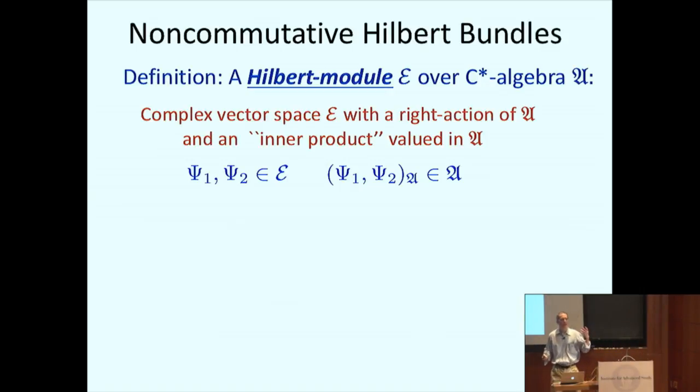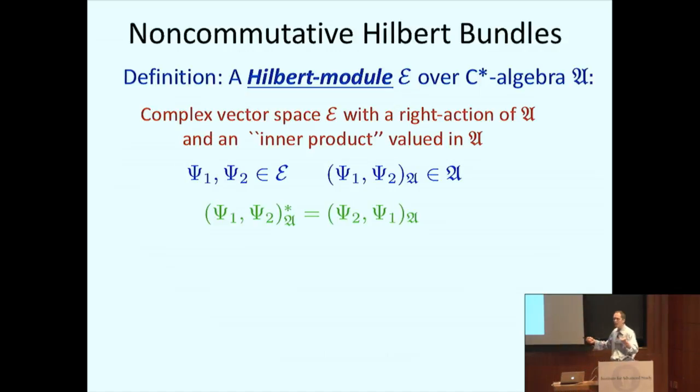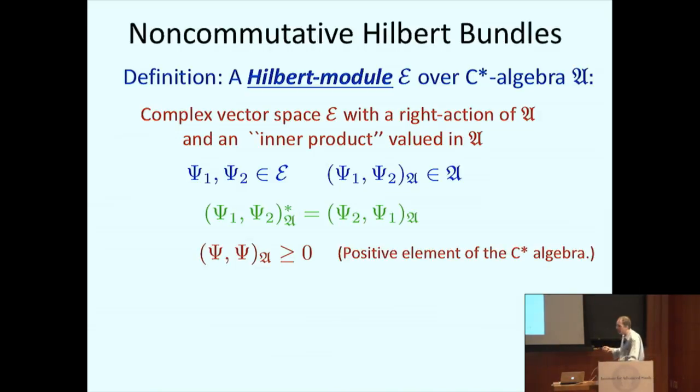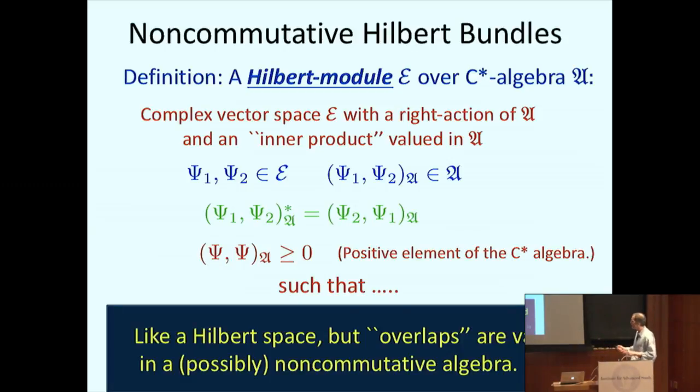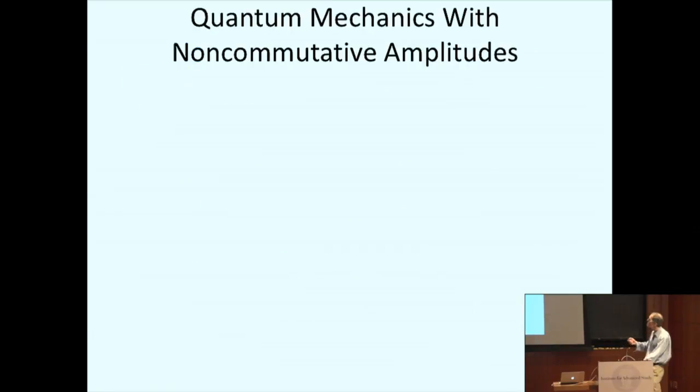And this sesquilinear form behaves a lot like an inner product. So it satisfies the kind of things you want an inner product to satisfy. For example, the overlap of psi1 and psi2, starred, is the overlap of psi2 and psi1. The overlap of psi with psi is a positive element of the C-star algebra A. And there are some other conditions. We don't have time to go into the details. So it's like a Hilbert space, but the overlaps are valued in a possibly non-commutative algebra.